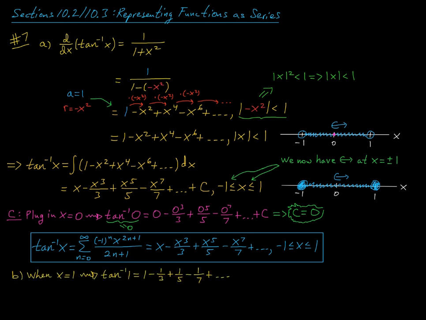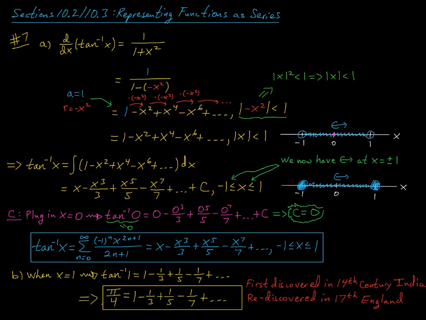All right, so if we plug in 1 for x, on the left we get the arctangent of 1, and on the right we get 1 minus a third plus a fifth minus a seventh, and so on. And if you recall that the arctangent of 1 is pi over 4, we get this rather remarkable identity that says pi over 4 is 1 minus a third plus a fifth minus a seventh, and so on. Okay, so this result goes way back. It was, as far as anyone knows, first discovered in 14th century India by a mathematician named Madhava, and then it was rediscovered about 300 years later in 17th century England by a guy named James Gregory.